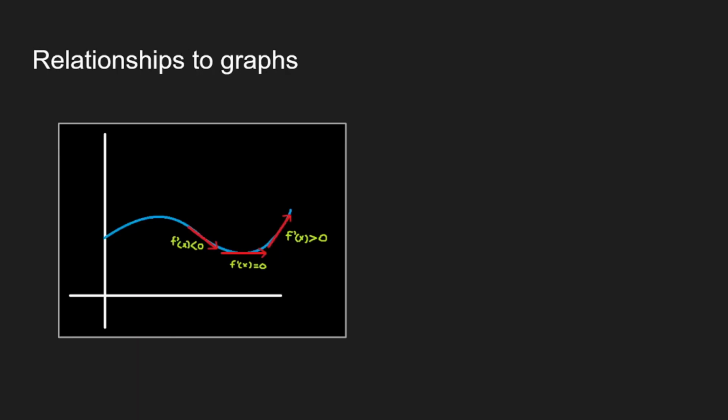Derivatives can help us understand graphs and how functions behave. When the first derivative is positive, the line is traveling upwards. If it is negative, the line is traveling downwards. And if it's equal to 0, a vertex exists where the line isn't moving.